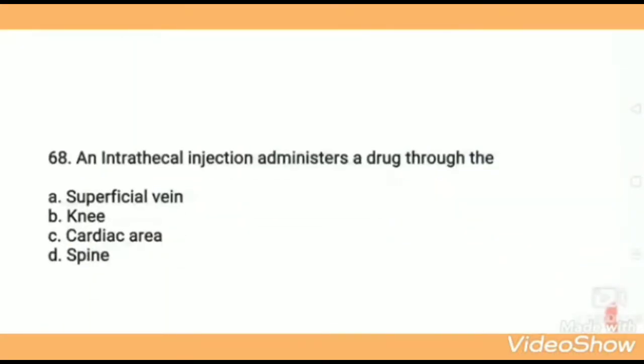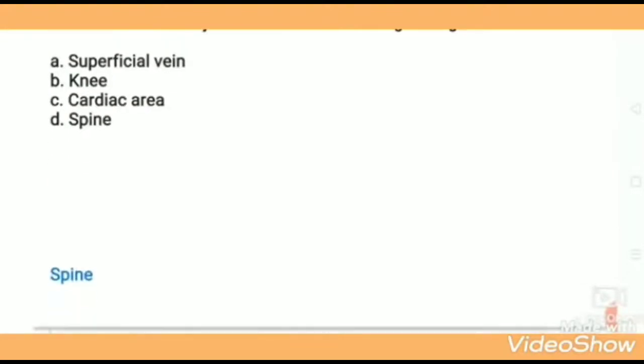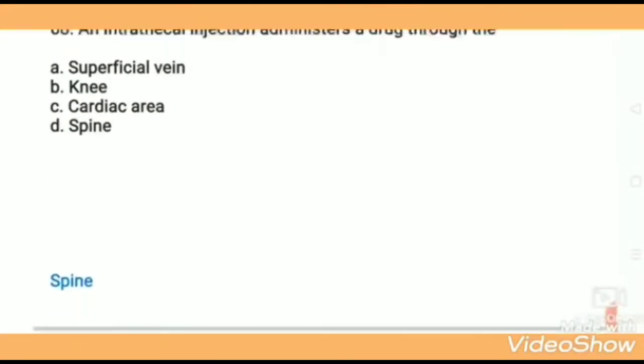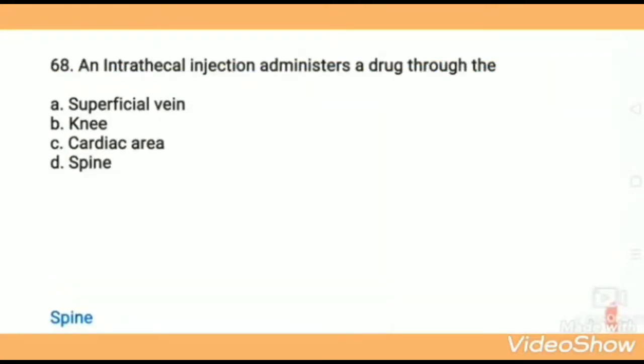An intrathecal injection administers a drug through the superficial vein, knee, cardiac area, or spine. So, the correct answer, an intrathecal injection administers a drug through the spine. Next question.